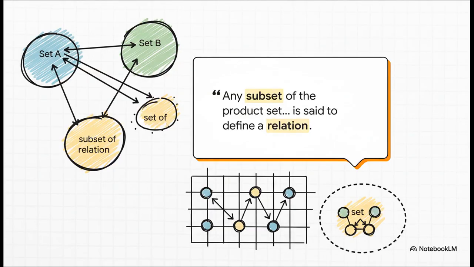And this is the big aha moment. This quote tells us that a relation isn't some new complicated thing we have to learn. No way. It is simply any group of ordered pairs that you decide to pick out from that giant Cartesian product we just made. A relation is just a specific set of connections that you actually care about.